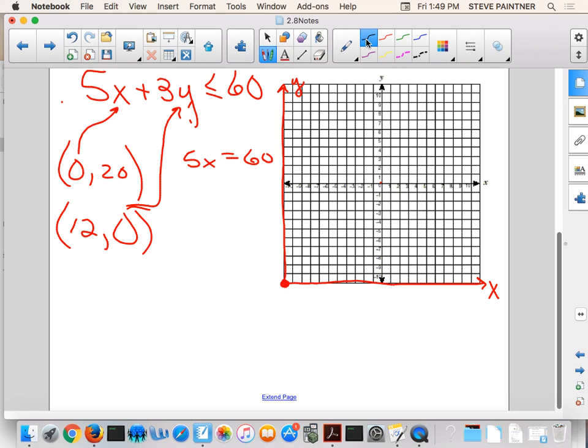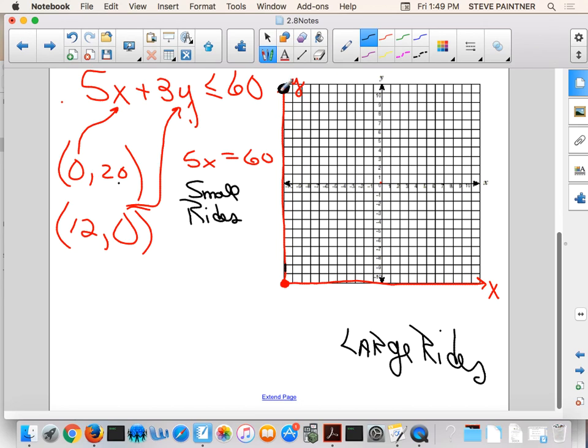What's the x-axis stand for? You guys said x equals what? Large rides. Yeah. This axis is your large rides, where the y-axis would be your what? Small rides. Okay. And by me starting in the corner, I can now get to 20 and 12 pretty easy. 0, 20 would be right there. That's 20. 12, 0 would be right there. I can connect them.